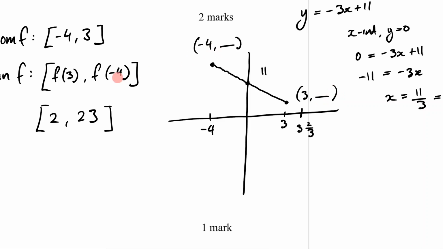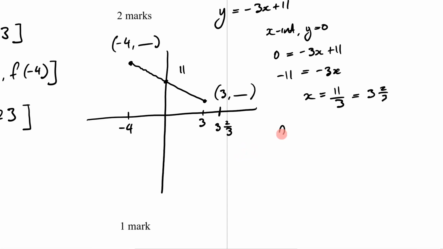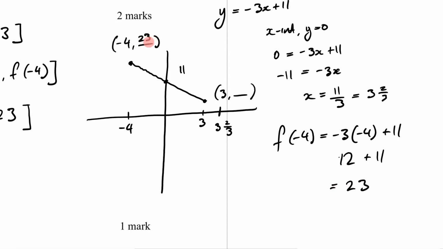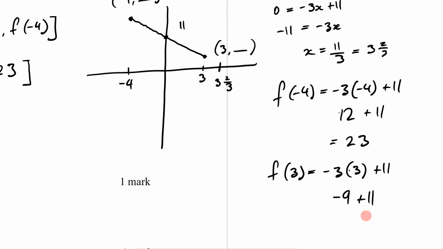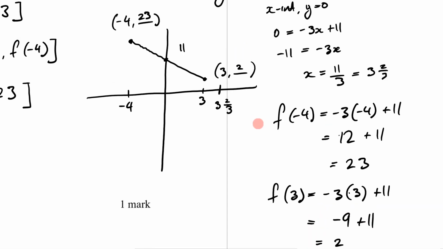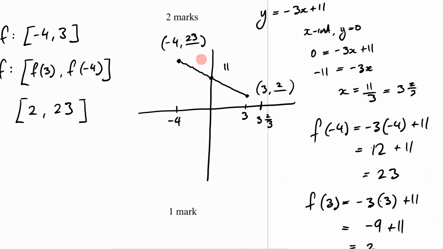If I sub in negative 4 to my function, I get negative 3 times negative 4, plus 11. That's going to be 12, because 2 negatives make a positive, plus 11 is going to be 23. And that's how we got 23 before. And then this one right here is simply going to be f of 3, which will be negative 3 times 3, which is negative 9, plus 11 will be 2. And that's how we got 2 there. And then we're just merely reading off this 2, 23, just like that.